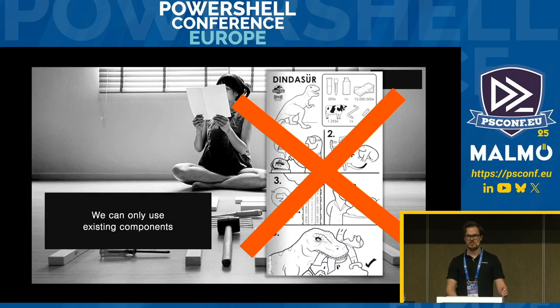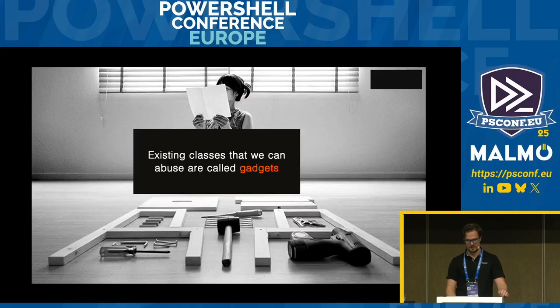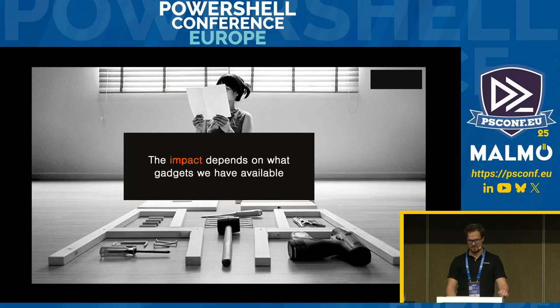If you have, for example, a Java application, you're going to be restricted with what classes you have on the class path. And in other languages, you have their own limitations. But basically, you can only use the classes and functions that are already there. And you need to be smart about how to use those and chain those together in order to achieve some kind of impact. And those classes that are interesting is something that we call gadgets. And like I said, the impact is going to vary depending on what gadgets are available.